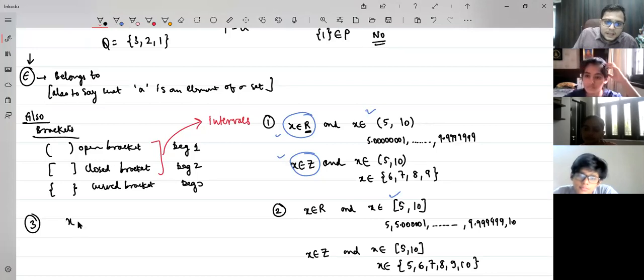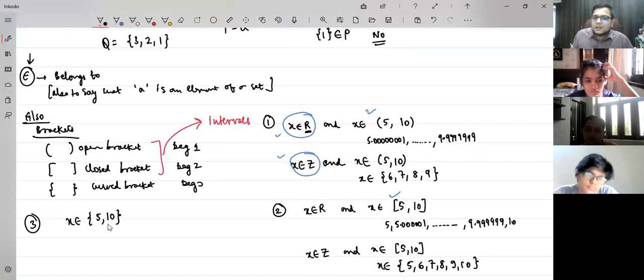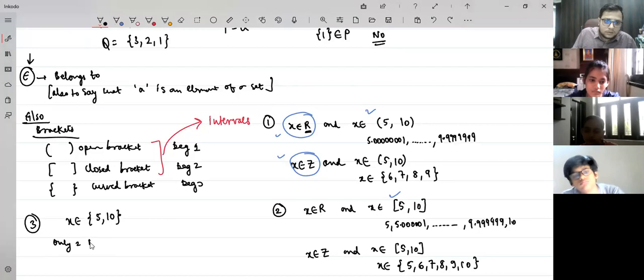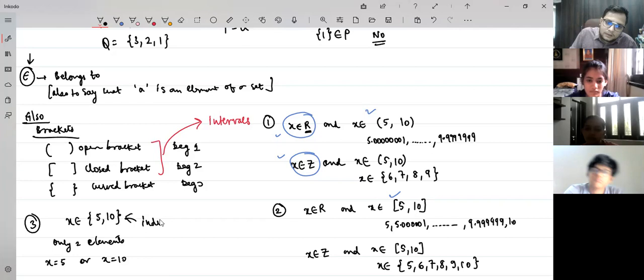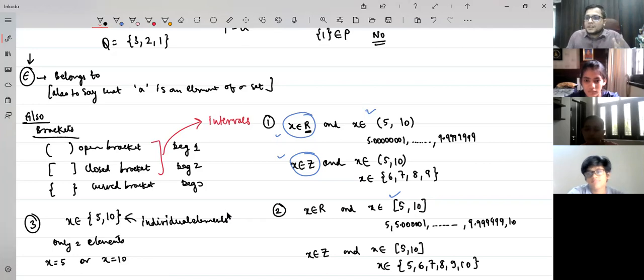The third bracket: if I say x belongs to {5, 10}, it means only two elements. What does it mean? Only two elements. X can be either 5 or x could be 10. So what does this bracket represent? Individual elements. And that is why it is being used for sets. Which bracket do we always use for sets? Curved brackets.